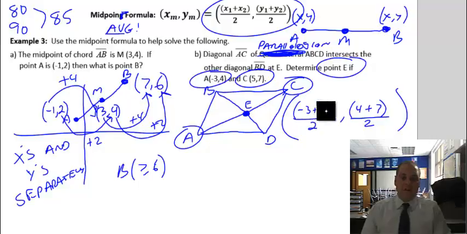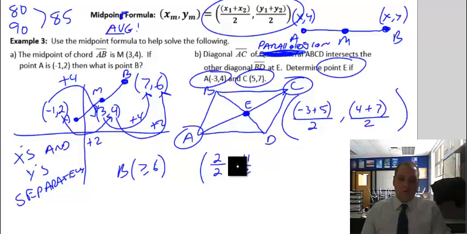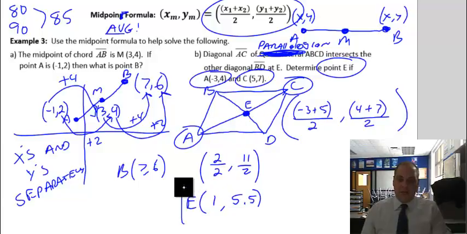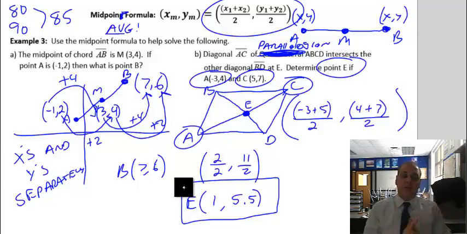All right, so negative 3 plus 5 is 2. 2 over 2 is 1. So this is 2 over 2, comma, this is 11 over 2. So this is 1, and this is 5.5. So the point E is 1, comma, 5.5, and that's just using that midpoint formula.